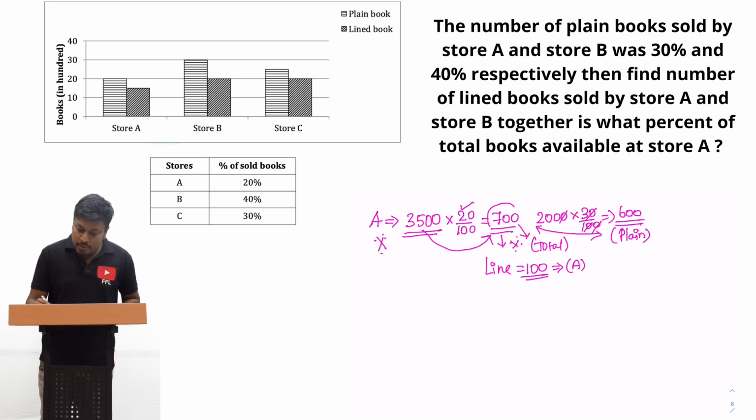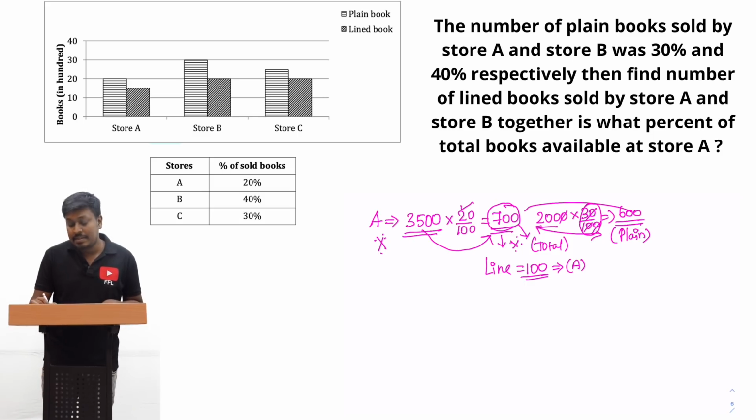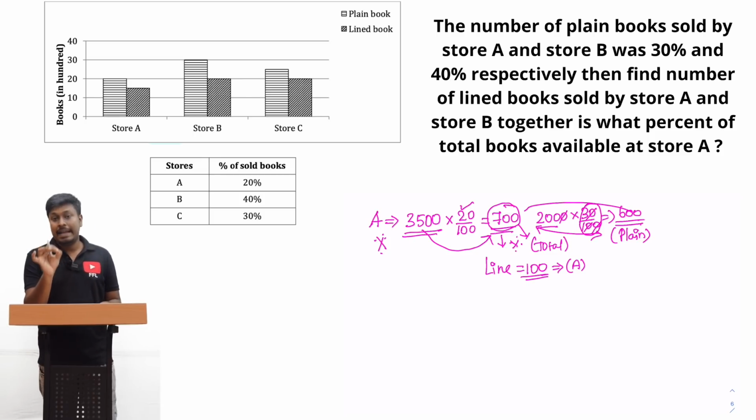So from the total I am subtracting the plain books. For finding the plain books, according to the bar chart, from the 2000, and the value given in the question is 30%, so 30% of the plain books are sold. Out of 2000, 30% is 600. So 700 minus 600, the resultant will be 100. So finally we found the total number of lined books sold by store A is 100.